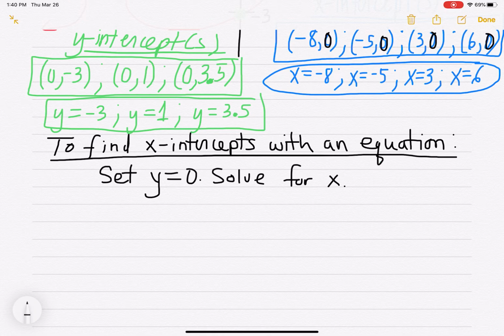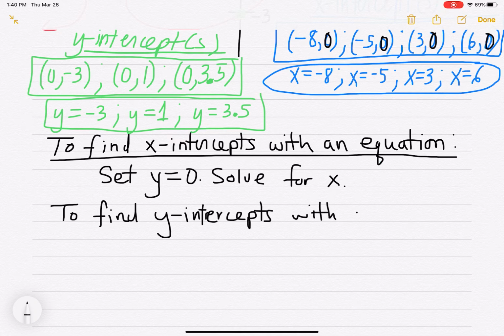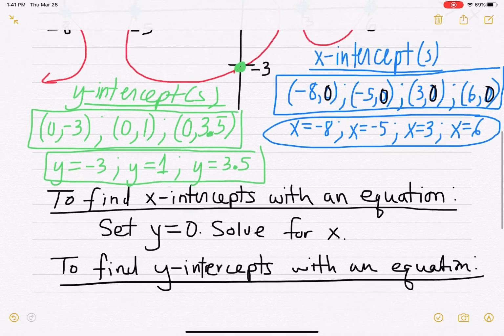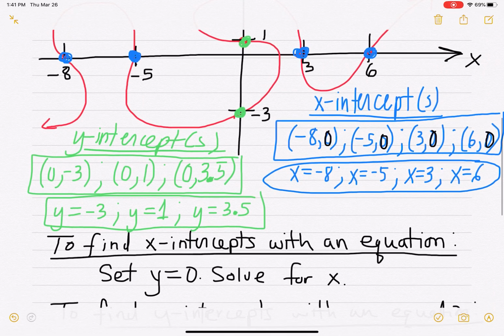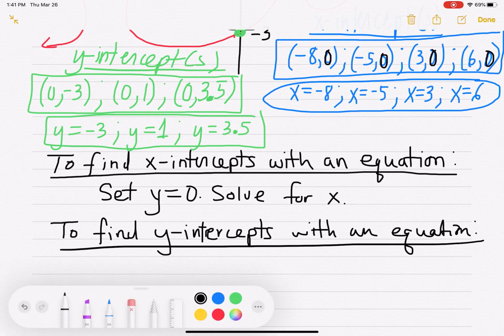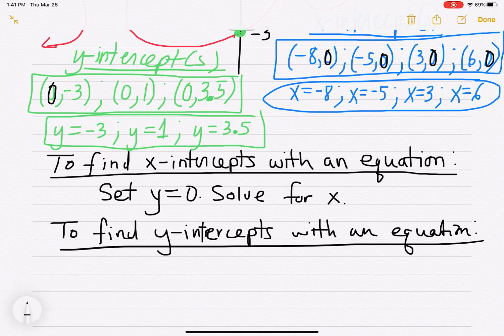Okay, what about finding y-intercepts? How do you find y-intercepts when you have just an equation without a picture? With an equation. If you pay careful attention to the y-intercepts, what do you notice about them? The x value was what? Always 0, right? The x value is always 0 when you have a y-intercept. So when you're on the y-axis, your x value is always 0.